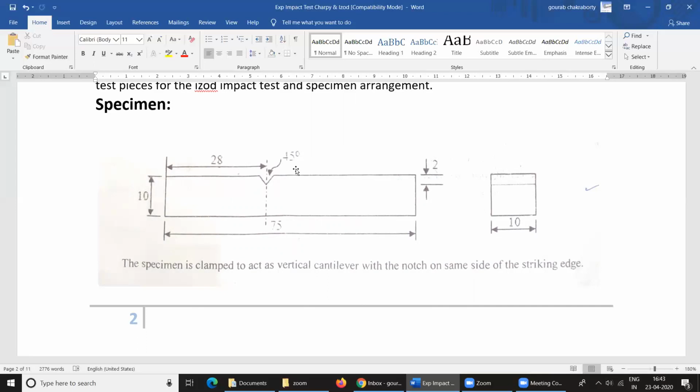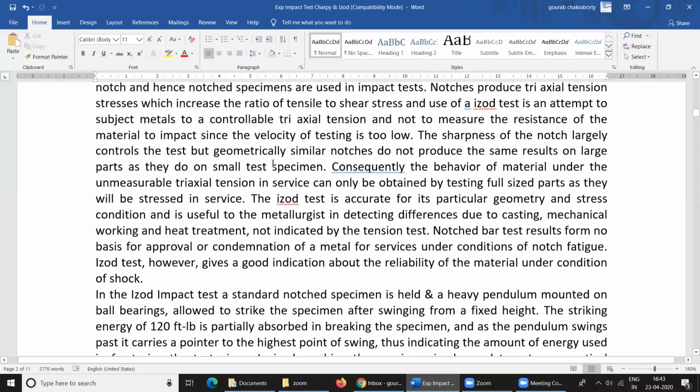Many times there are mixed fractures in which both crystalline and fibrous areas are observed. There are two commonly used types of impact test machines, namely the CHARPY and the IZOD. I have discussed the CHARPY impact test in my other slide. Here I will discuss the IZOD impact test.